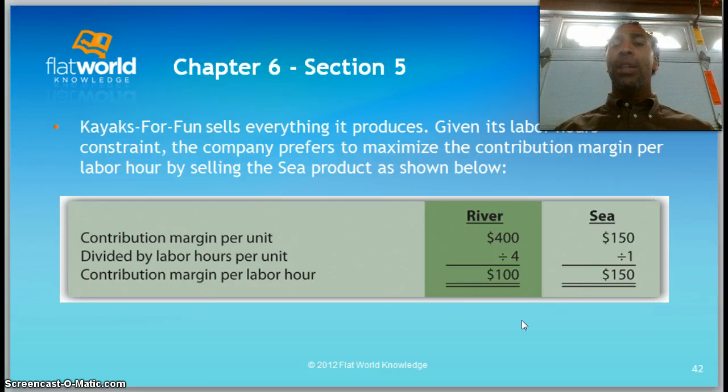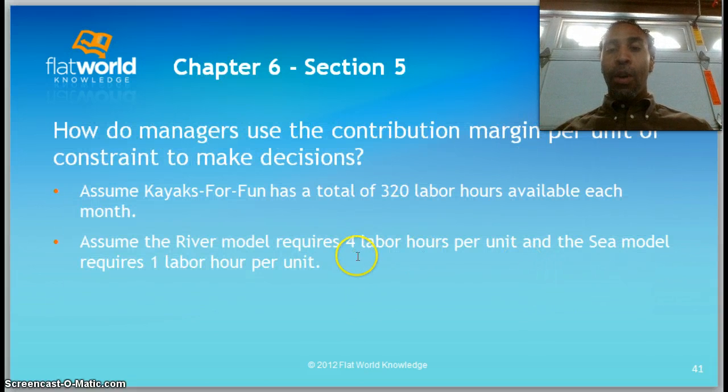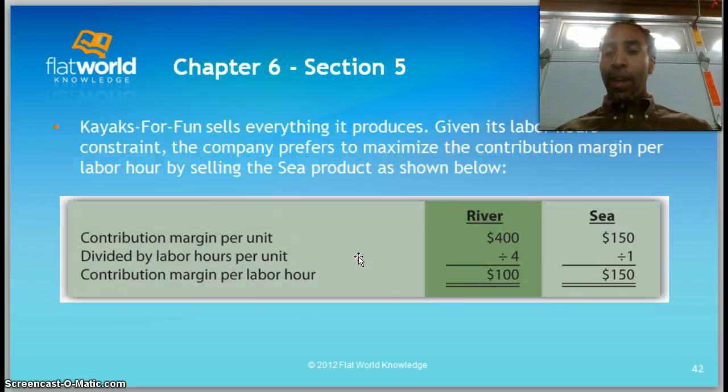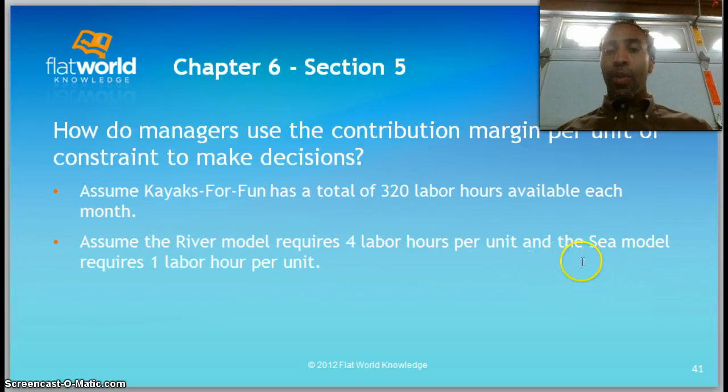So Kayaks for Fun sells everything it produces. Given its labor hour constraints, the company prefers to maximize the contribution margin per labor hour by selling the Sea products as shown below, right? So $400 margin per unit divided by 4. Well, where does the 4 come from? The 4 comes from 4 labor hours. And then you have $150 divided by 1. Where does the 1 come from? Well, it only takes an hour to make the Sea model.